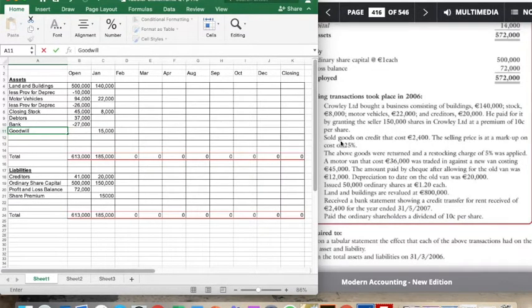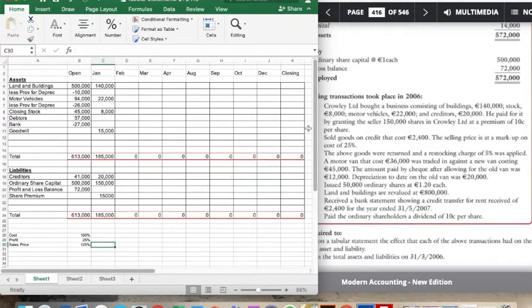Okay, next one. He sold goods on credit that cost 2.4. The selling price is a markup on cost of 25%. Markup, so we understand, is the extra that's added onto what something costs to come up with the selling price. So I'm just going to put this down here. We have cost plus profit equals sales price. So this thing cost 100%. We're adding on to that 25% profit, and that means 125% is its selling price.